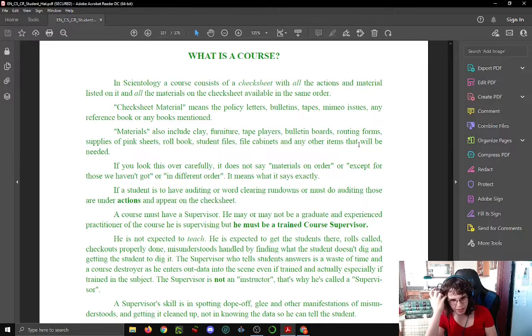He's not expected to teach. He's expected to get the students there, rolls called, checkouts properly done, misunderstoods handled by finding what the student doesn't dig and getting the student to dig it. The supervisor who tells students answers is a waste of time and a course destroyer, as he enters out data into the scene, even if trained, and actually especially if trained in the subject. The supervisor is not an instructor. That's why he's called a supervisor.